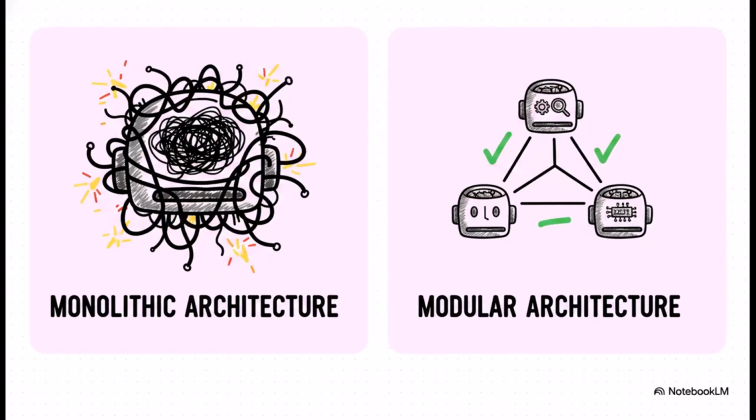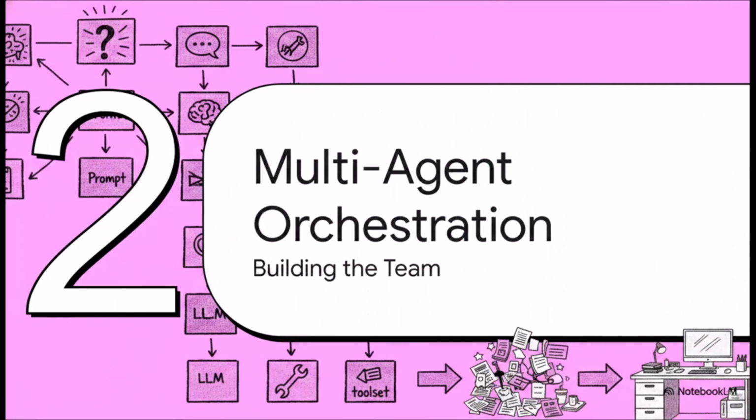LangChain's research actually confirms this approach. They found that splitting work and grouping tools across specialized agents drastically improves both the accuracy and your ability to debug the system. It's like, if one specialized agent drops the ball, the rest of the team can still keep playing. Section 2. Enter multi-agent orchestration, building the team.